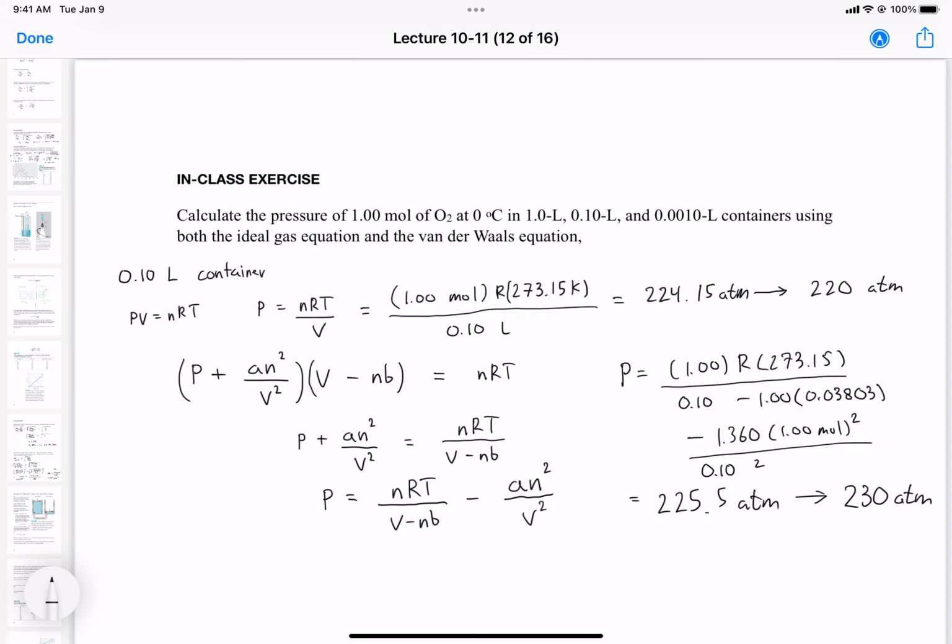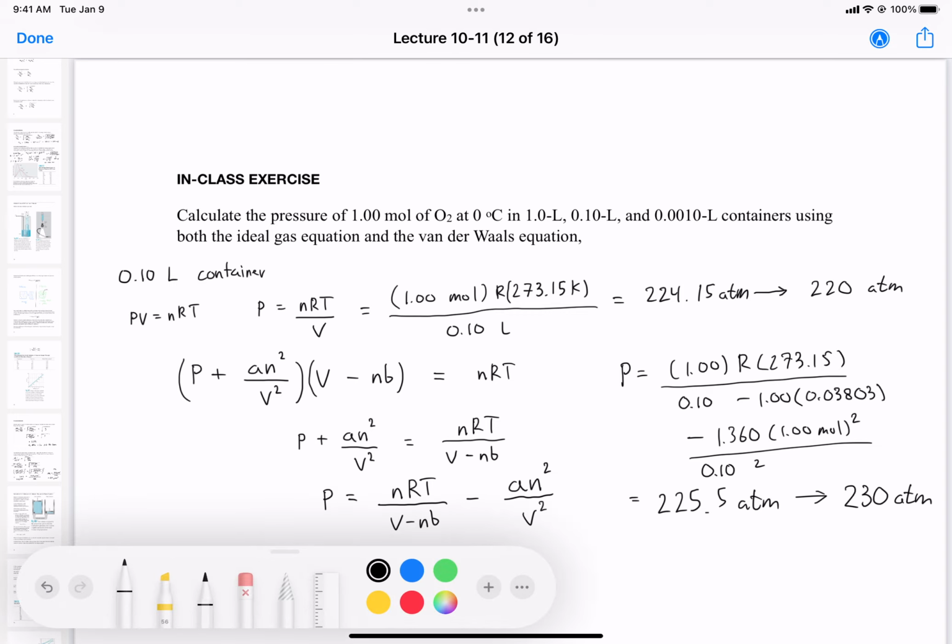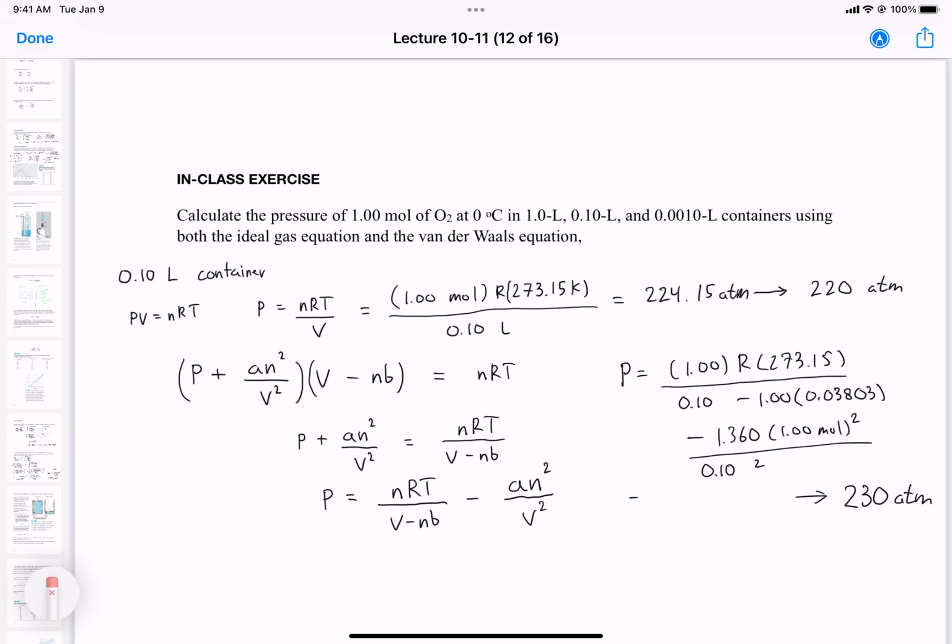All right. So you see here, still at 0.1 liters, the volumes are still pretty good according to the real gas law and the ideal gas law equations. So that's good. Now let's go even further. We're going to decrease the volume 100 more times, 100-fold. So let's see how that pans out here.